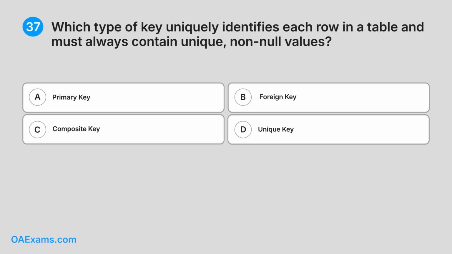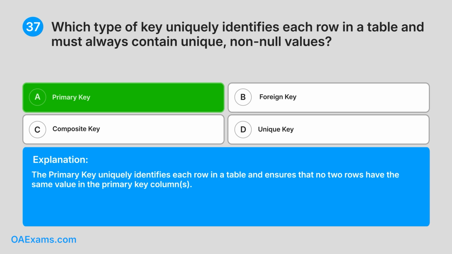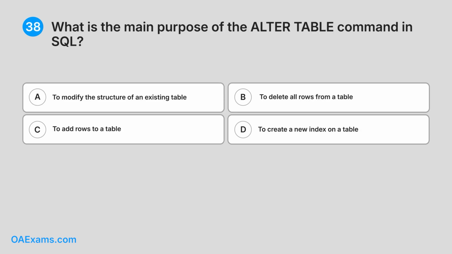Correct answer. A. Primary key. Explanation. The primary key uniquely identifies each row in a table and ensures that no two rows have the same value in the primary key column. 38. What is the main purpose of the alter table command in SQL?